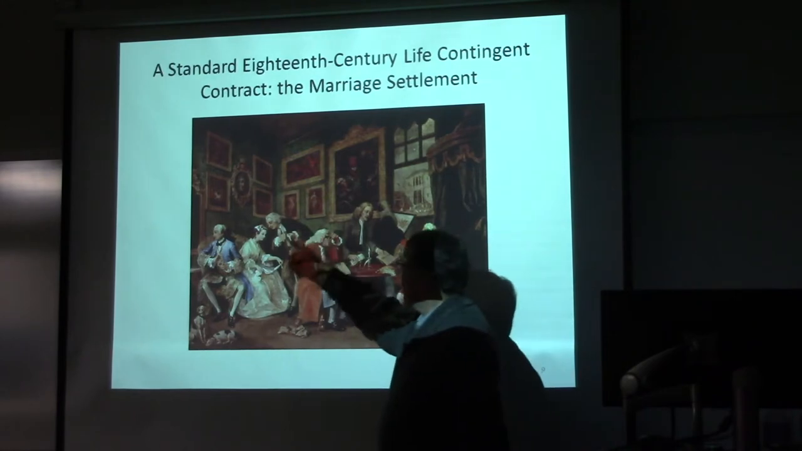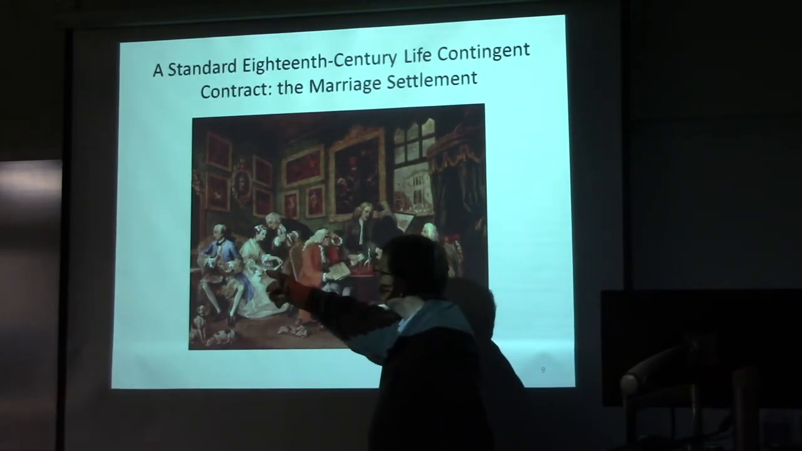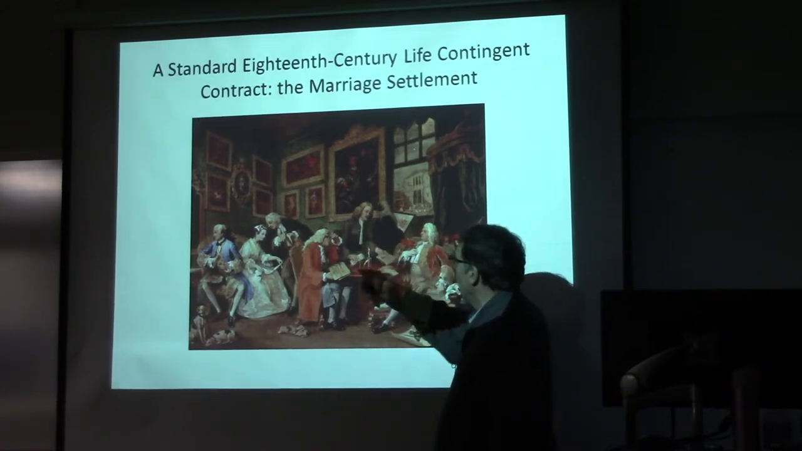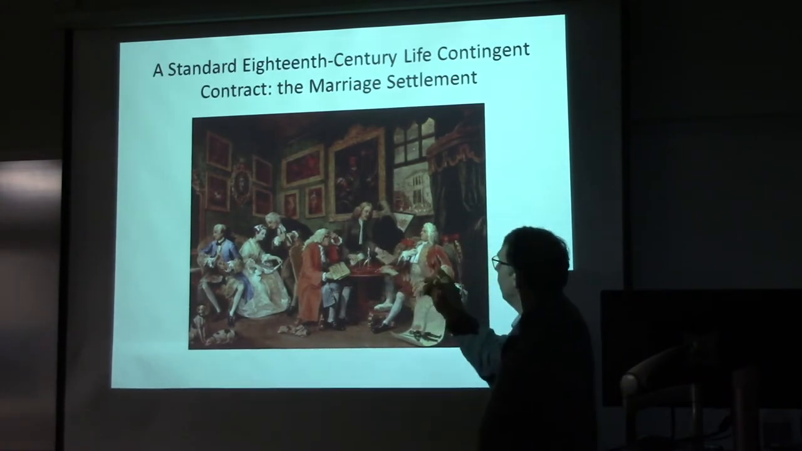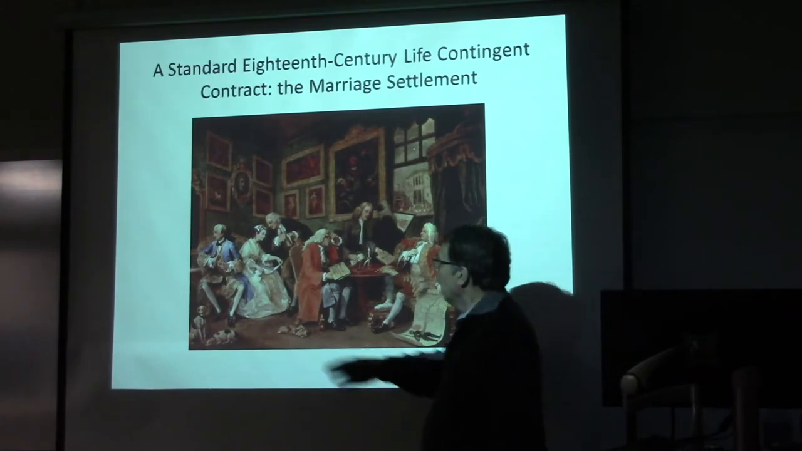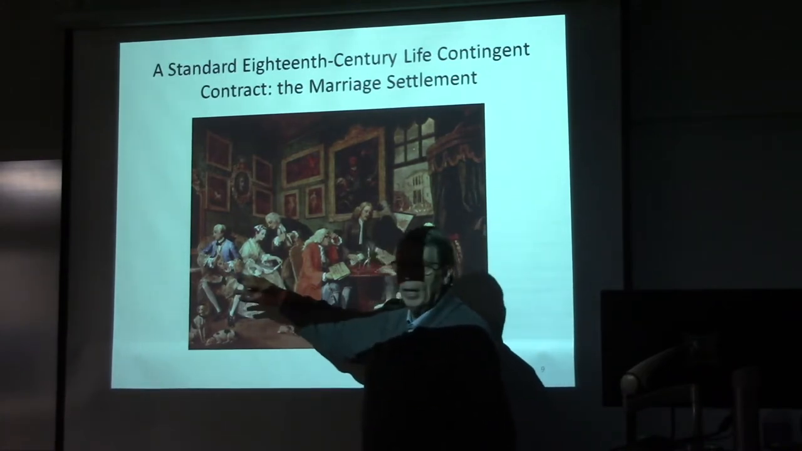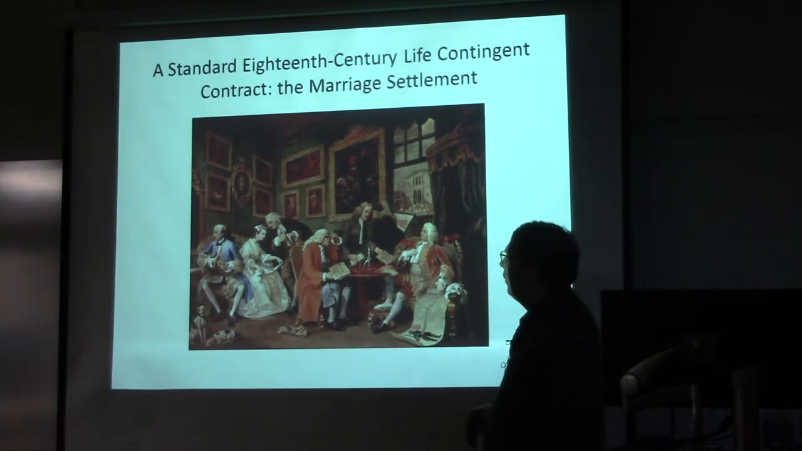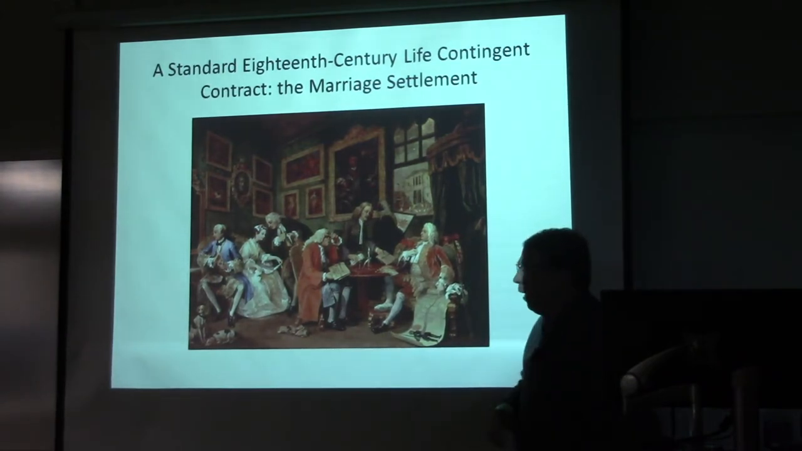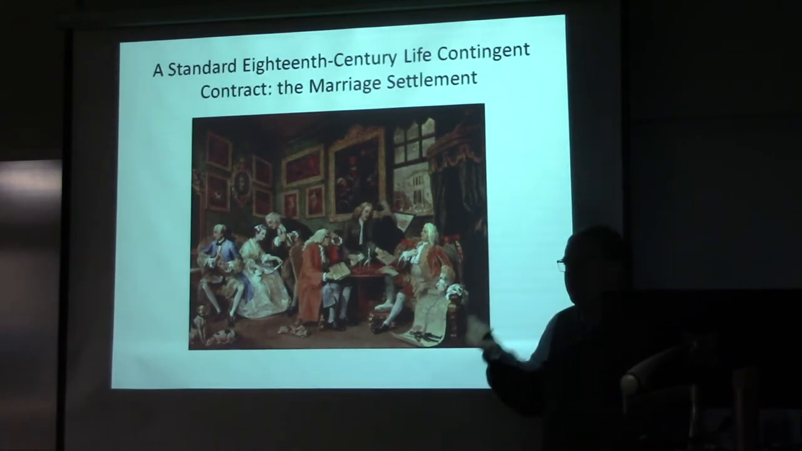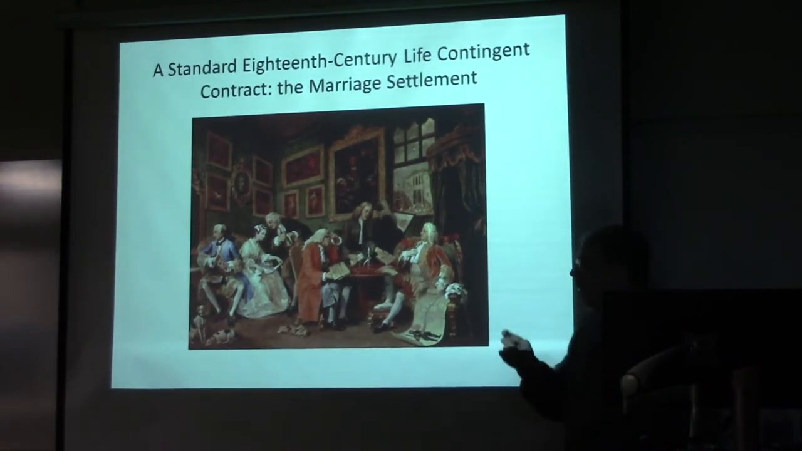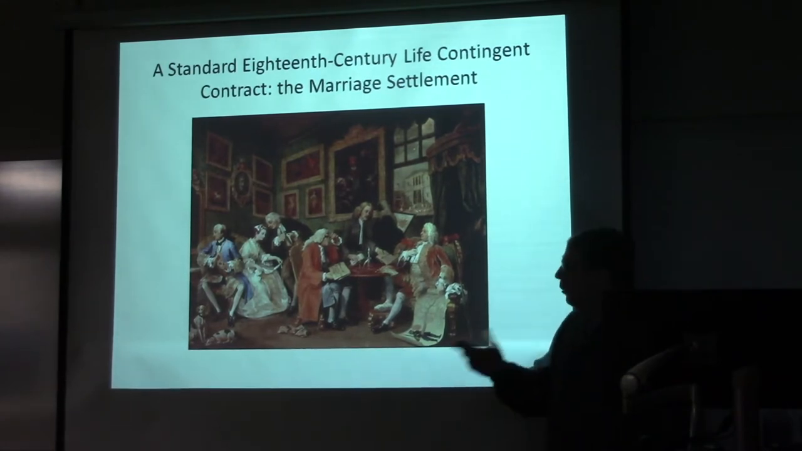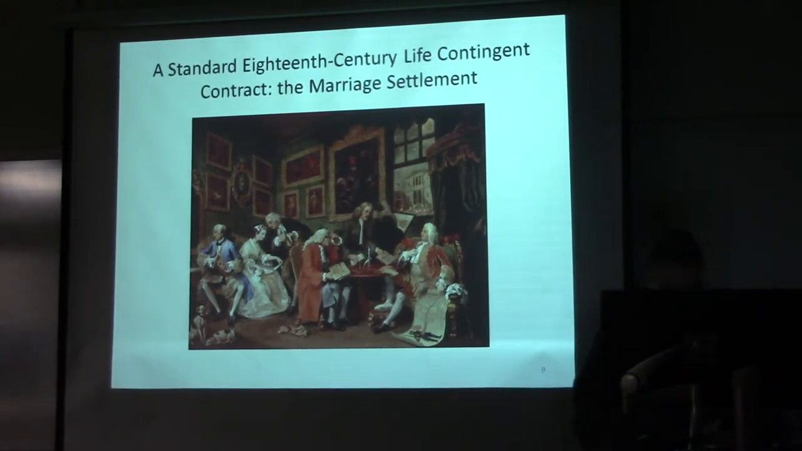We have the priest here giving advice to the young woman who's about to get married. You have the lawyers drawing up the contracts between the aristocrat and the merchant, and you have the son who just doesn't give a damn. He's looking off, probably at something else. That again is Hogarth satirizing the way in which property worked and the way in which money changed hands in the 18th century.